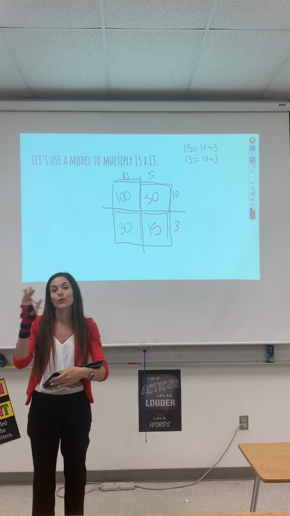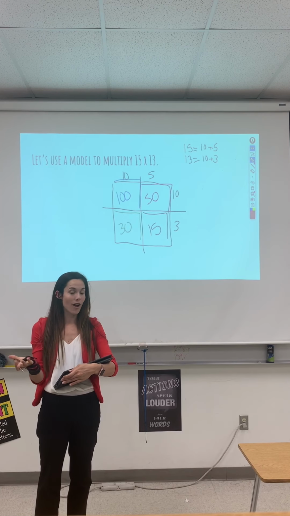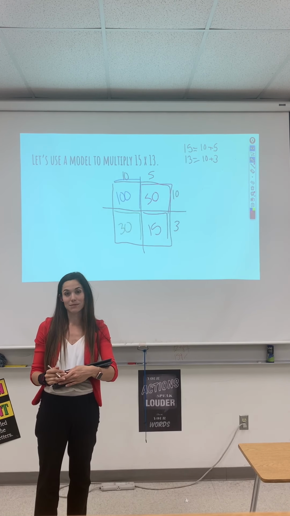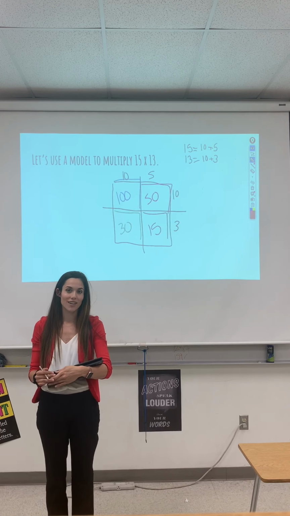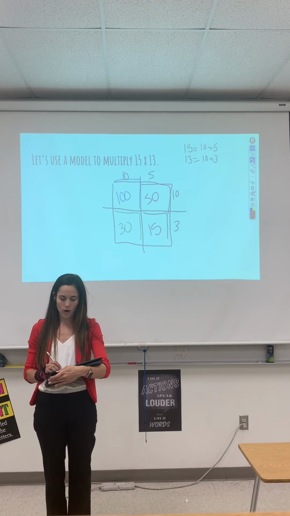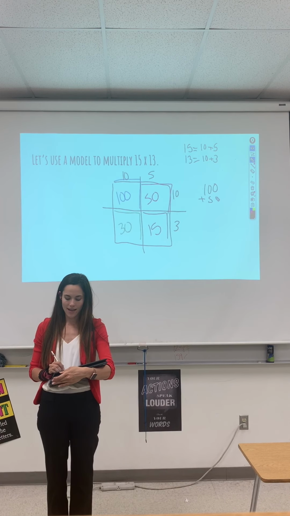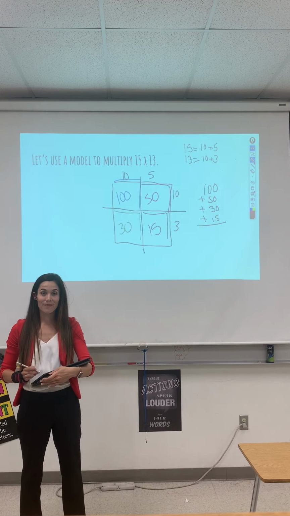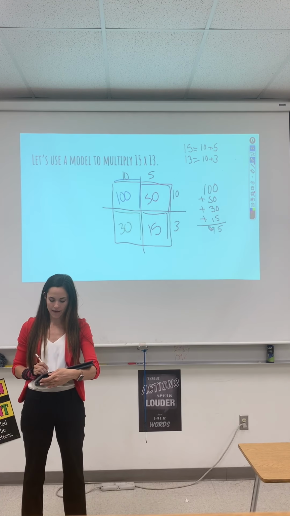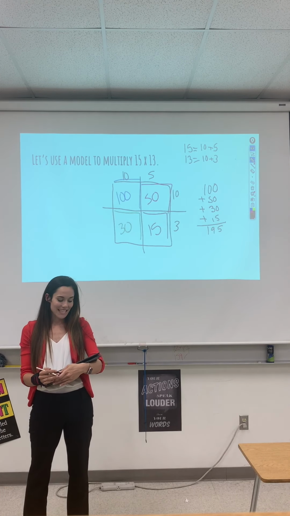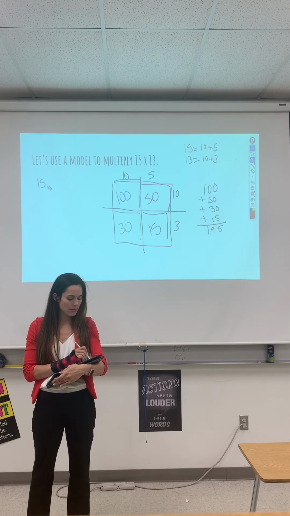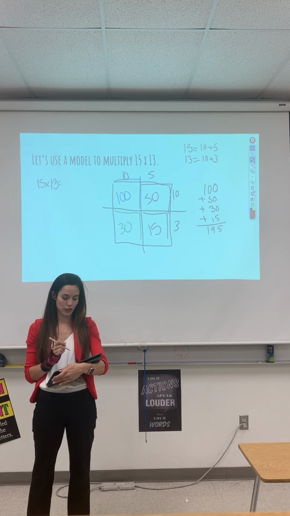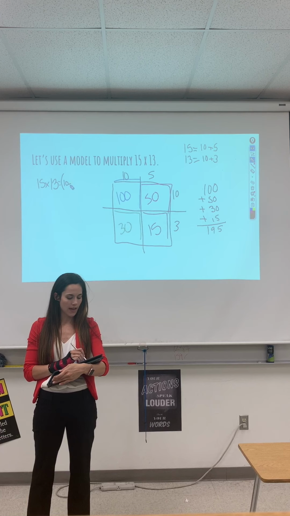Now, in order to find the total area of this rectangle, and therefore the product of 10 plus 5 times 10 plus 3, I have to add all these partial products together. Therefore, I'm going to do 100 plus 50 plus 30 plus 15. Altogether, we get a sum of 195. This means that 15 times 13 is equivalent to 10 plus 5 times 10 plus 3, and therefore is equivalent to 195.